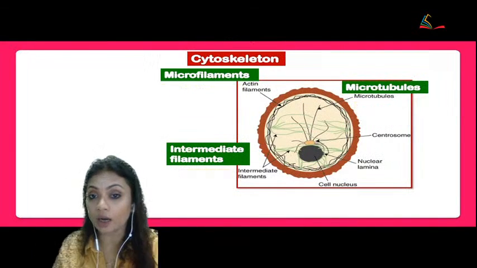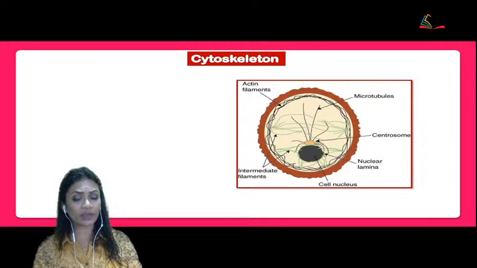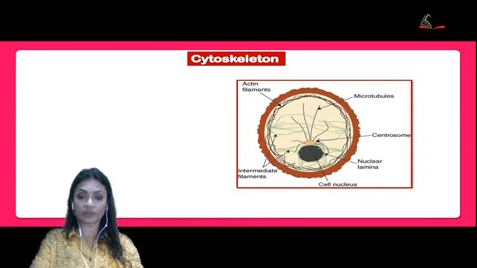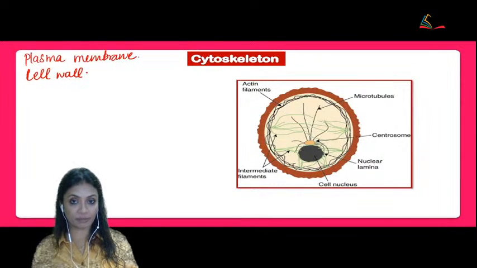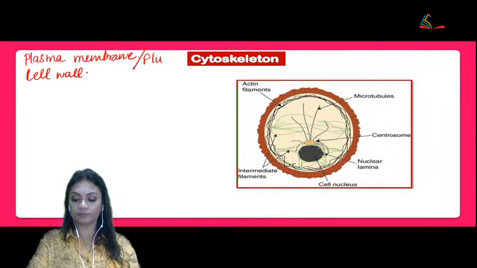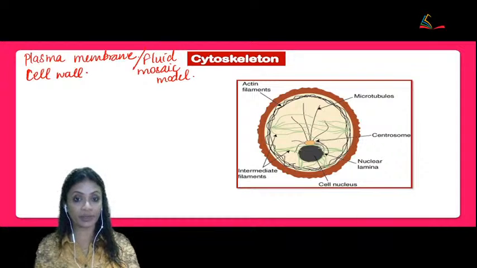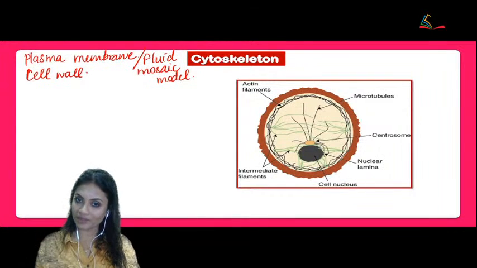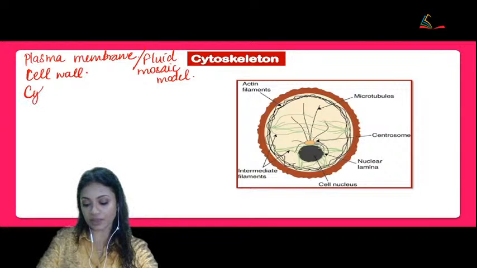So we have done a majority of the cell organelles belonging to the eukaryotic cells. Which cell organelles did we cover? Starting with the first one, plasma membrane. Do you remember another name for plasma membrane? Couldn't we call it the fluid mosaic model? Fluid mosaic model. Second is the cell wall. Remember, the cell wall is a structure which is present only in plant cells and not found in animal cells. Then after the cell wall, inside to that was the cytoplasm.